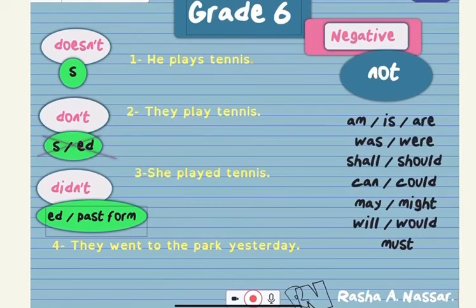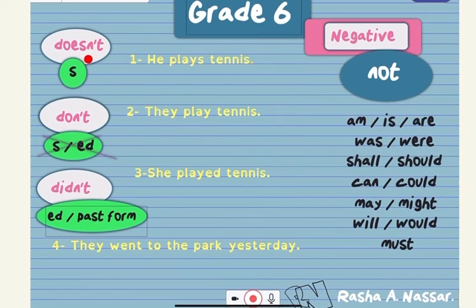Today's lesson is how to make negative, how to change sentences into negative. And as I told you before, when you want to change your sentence into negative, you should first look at the verb. If you see S with the verb, you will use doesn't plus V1. If you see ed or any past form with the verb, you will use didn't plus V1. And if you don't see S and don't see ed or any past form, you will use don't.